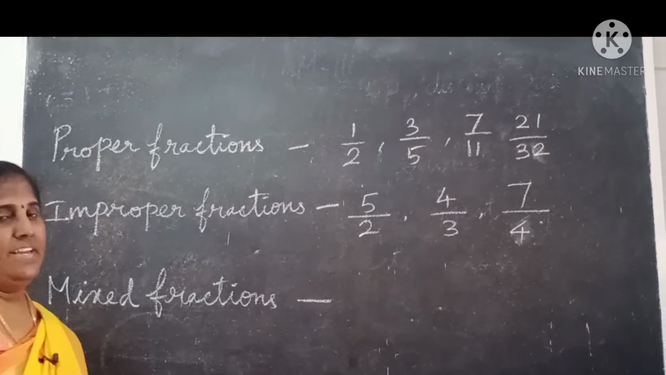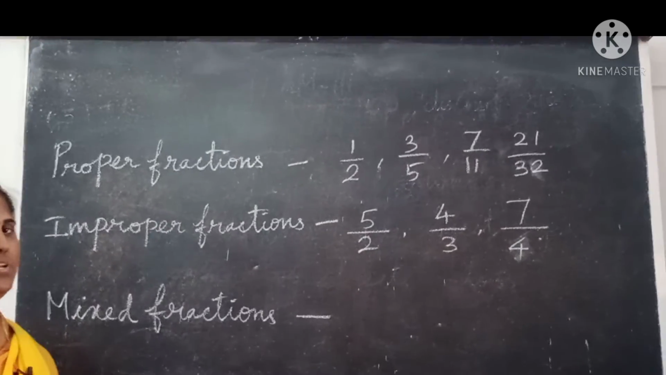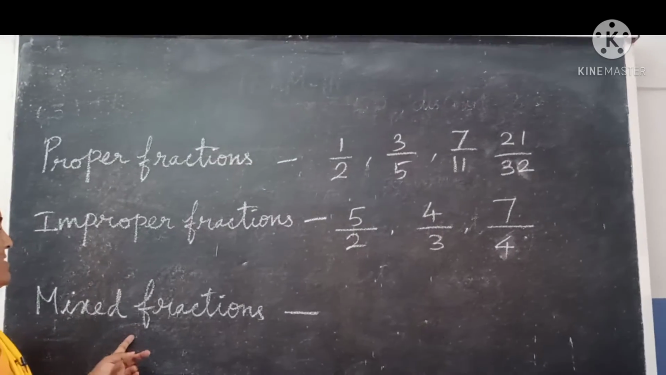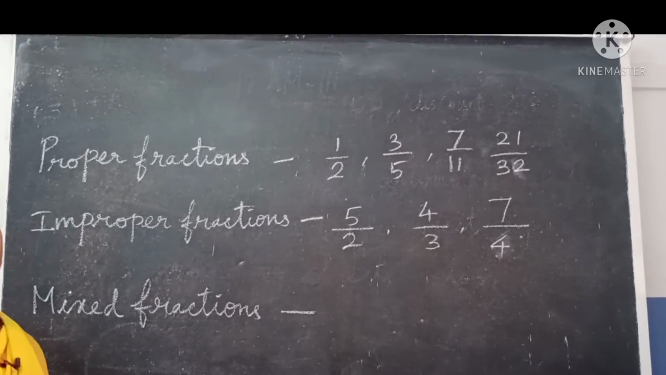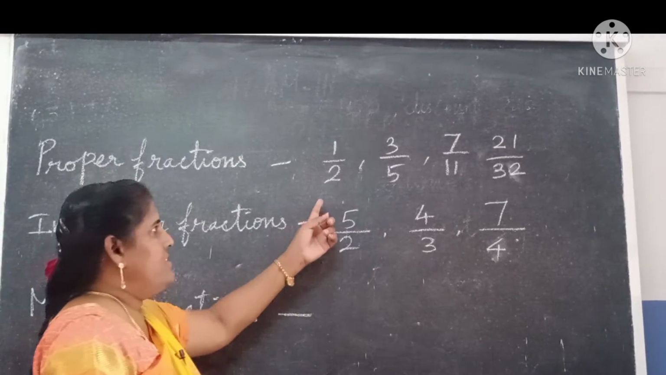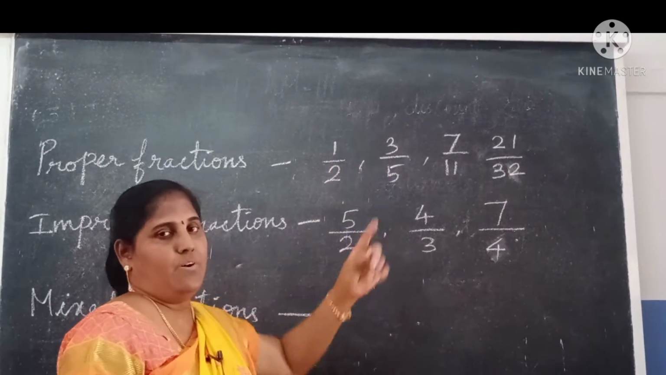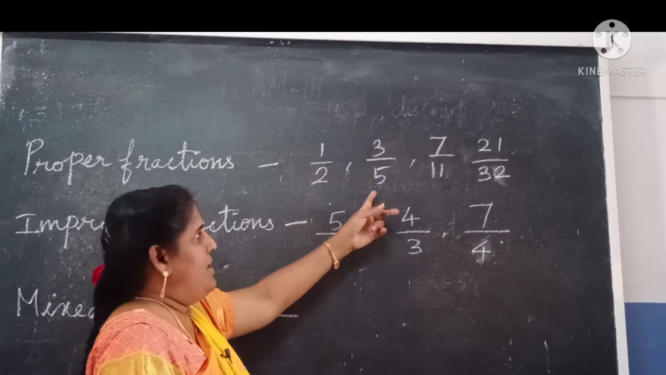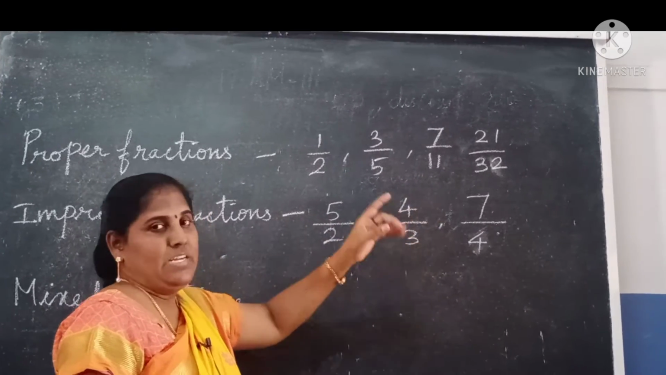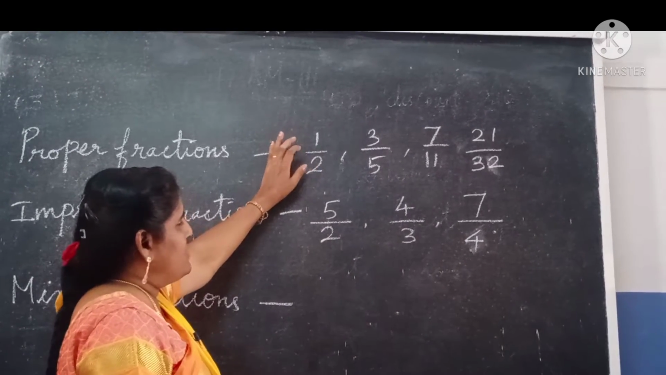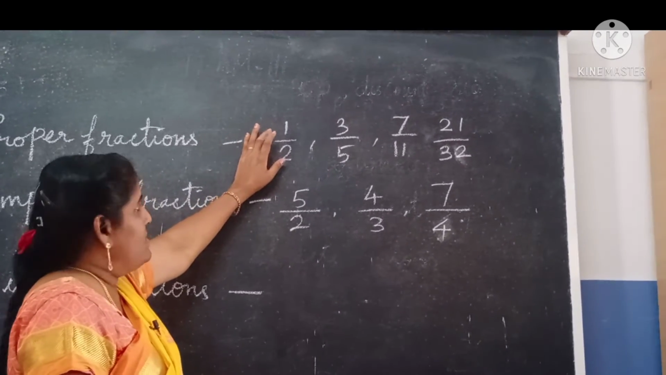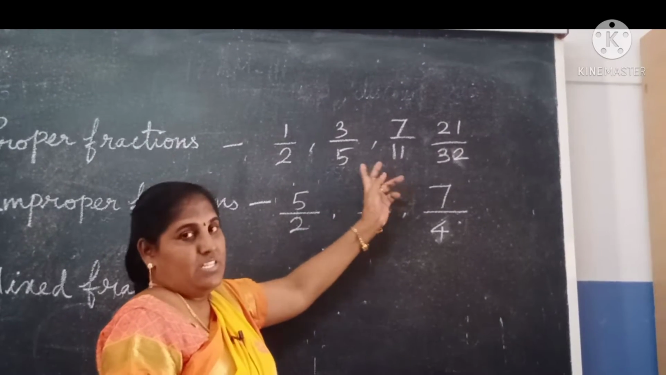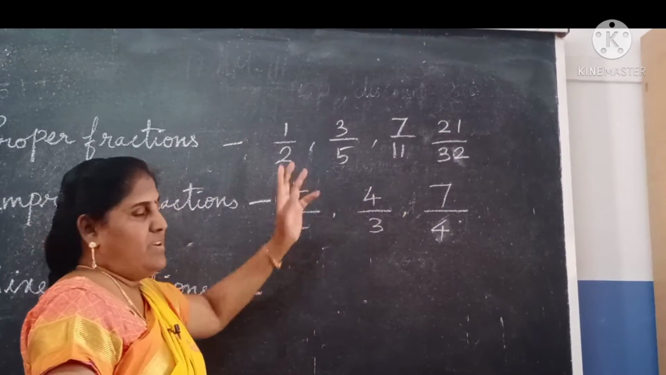Okay children, the next one is types of fractions. So how many types are there? The first one is proper fraction, the second is improper fraction, the third is mixed fraction. Proper fraction means if the denominator is greater than the numerator, that type of fraction is called a proper fraction. See some examples: 1 by 2, 3 by 5, 7 by 11, 21 by 32. Here all the numerators are smaller than the denominators, isn't it? 1 is smaller than 2, 3 is smaller than 5, 7 is smaller than 11. So this type of fraction is called a proper fraction.